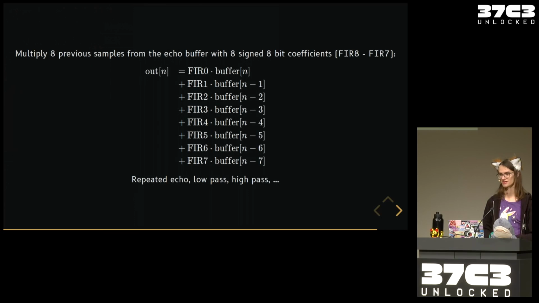But the cool thing about finite impulse response filters is that you can implement them by multiplying certain factors, here signed 8-bit coefficients, with the previous output samples of the echo buffer, and adding all of those together. And this actually allows you to do repeated echo, of course, by outputting the sample again. It allows you to do low pass, high pass, various reverb effects and other EQ effects, which is pretty incredible for just some factors. I mean, you have to know what you're doing, but it's possible.